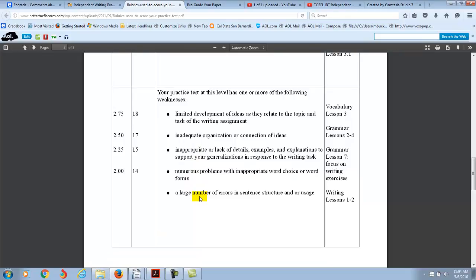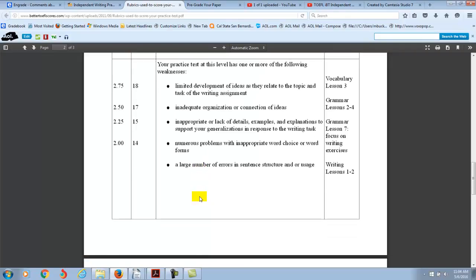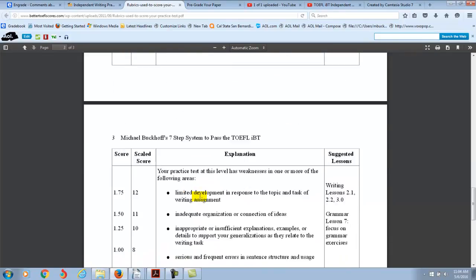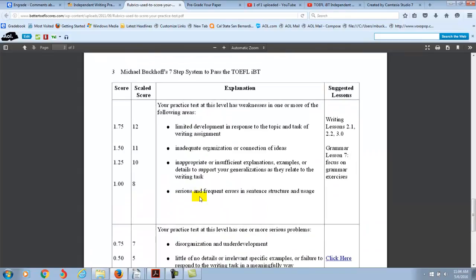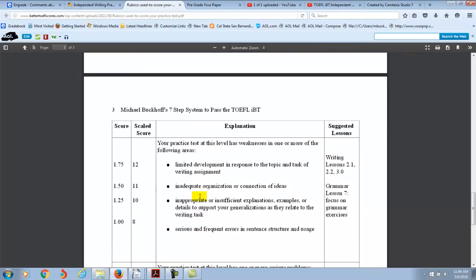You have inadequate organization or connection of ideas. You have inappropriate lack of details, examples, explanations. I think even lower than that. You have limited development in response to the topic and the task of the writing assignment. Right? So on this one, I'm going to put you at about 1.75 out of 5 or 12 points out of 30 on this practice test.